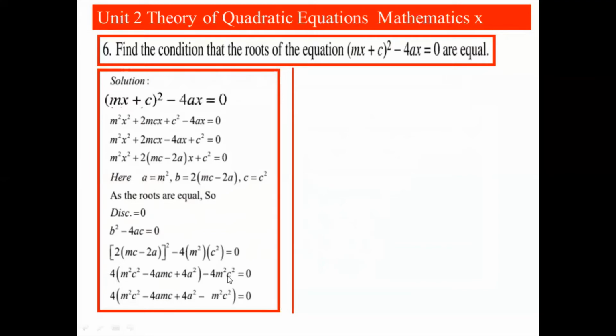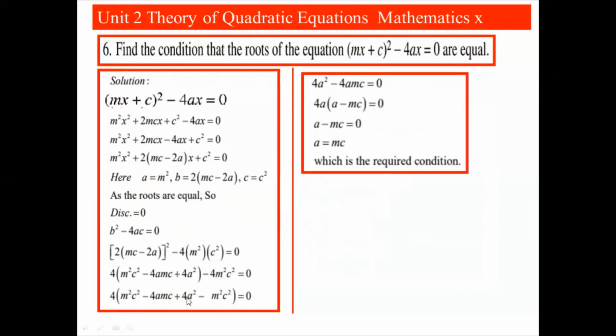4 is here and 4 is here. We are left with m square c square. In this factor, 4 is already common, so we just have to take 4 common here. So we have this term. Now m square c square, this is plus m square c square, this is minus m square c square. So this cancels out with this one, and we have to divide.